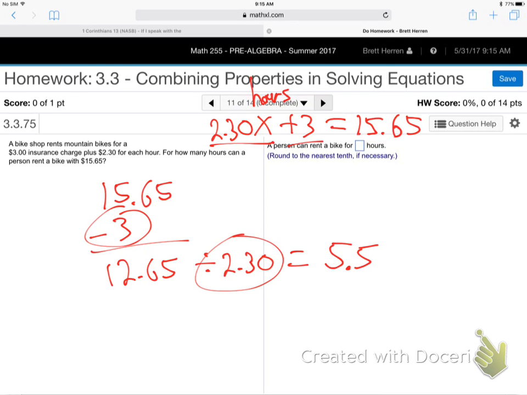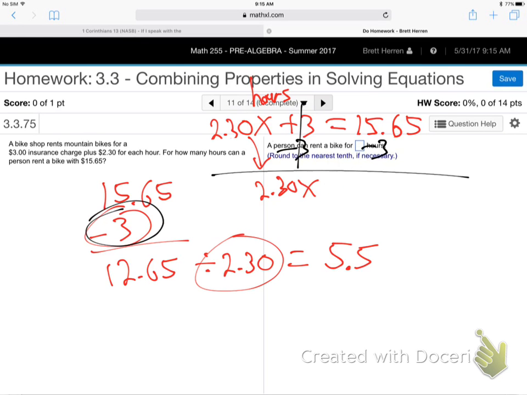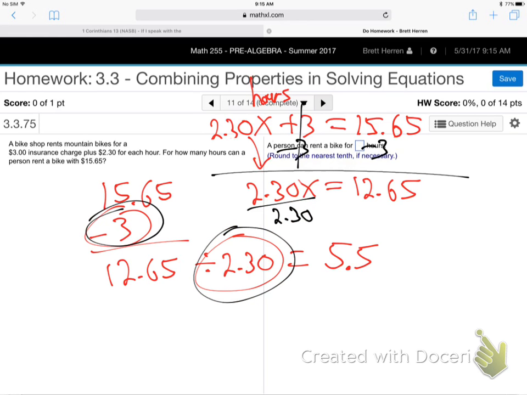Now, how would you solve that little equation for x? What would you do first? Subtract 3. What did we do first? See how it's exactly the same. Subtract 3. Then we get what? 2.30x equals 12.65. And then what would you do next to finish? What's the last step in solving for x? Divide by 2.30. What did we do last? Divide by 2.30. See how it's the same? And you'd get the same answer.